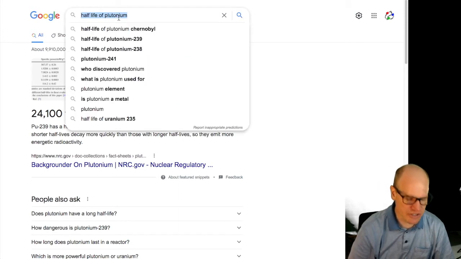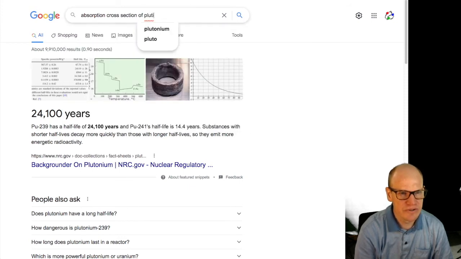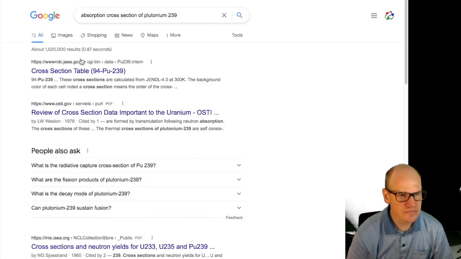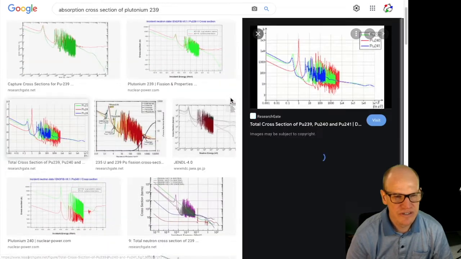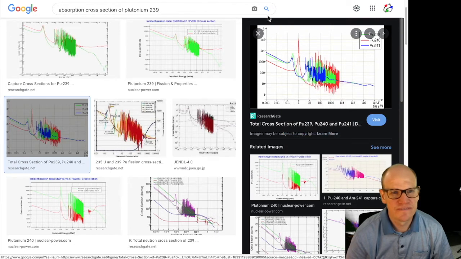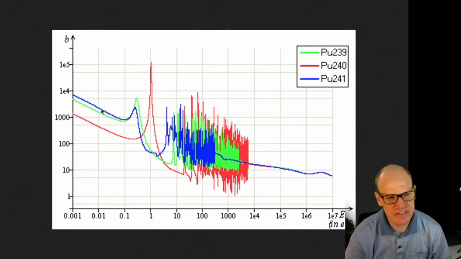Let's take a look at the absorption cross-section of plutonium-239. We'll go to images. It should be a similar looking graph. Okay, here is a similar looking graph. We'll use this one. So this is showing plutonium 239, 240, 241. Notice that plutonium 239 is up here, as is plutonium 241, both odd numbers. They have an absorption cross-section up here that's pretty high, and they have an absorption cross-section down here that is similar to what you would get with uranium. And then plutonium 240, the even numbered one, has a lower absorption cross-section for this low energy stuff.